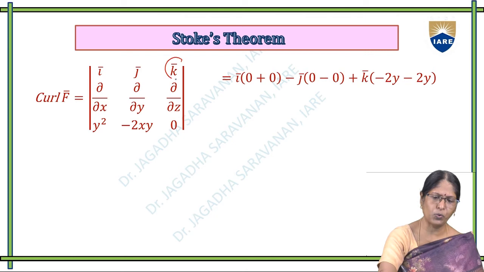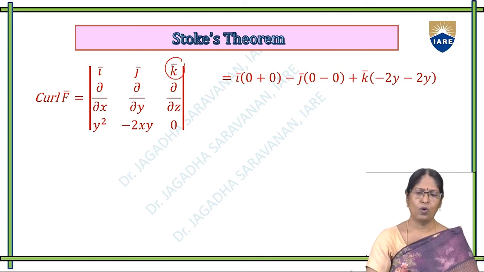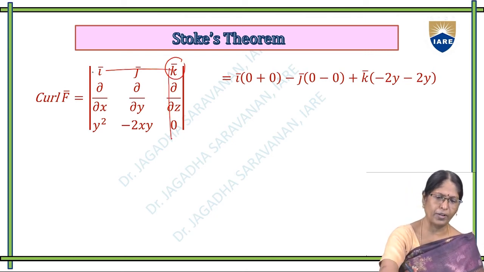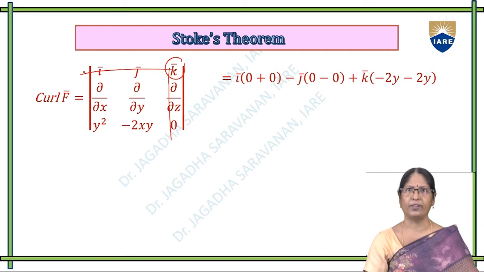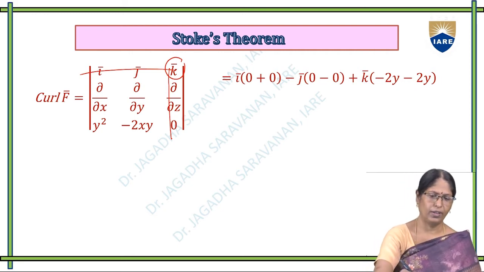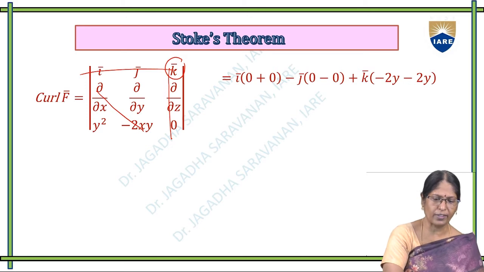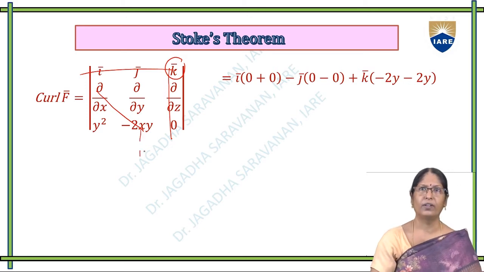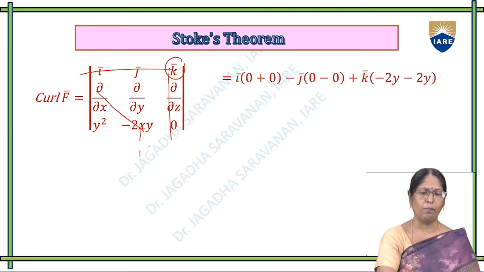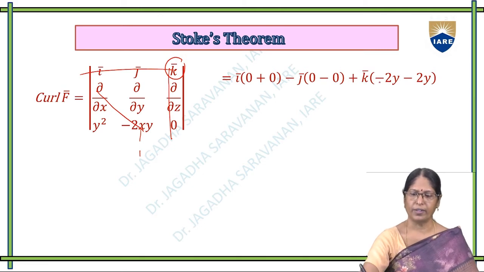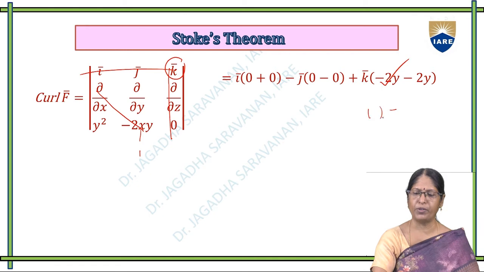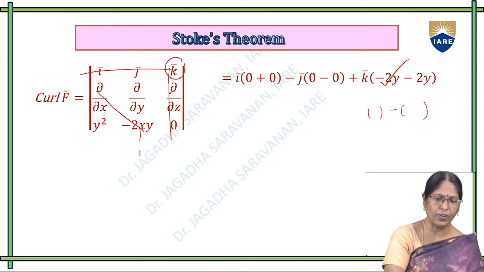The last one is k. That particular row and column we have to neglect, so we do the cross multiplication. This cross we have to do, with respect to x. So the x differentiation is 1, and 1 into minus 2y is there. And the formula has a minus sign between them, and this we have to do.